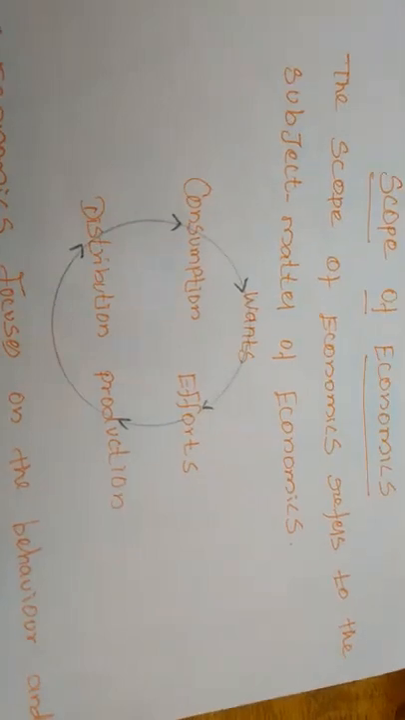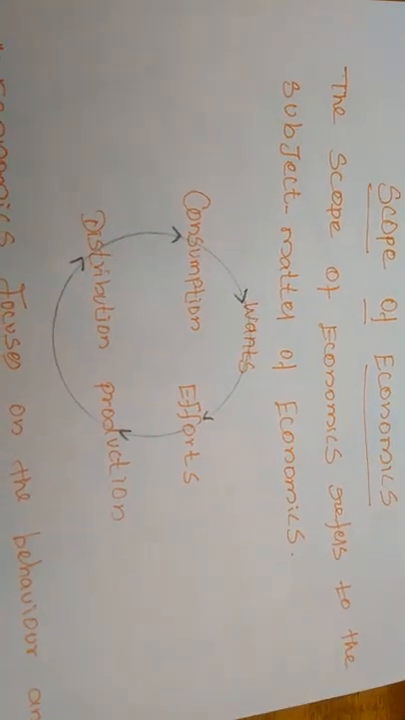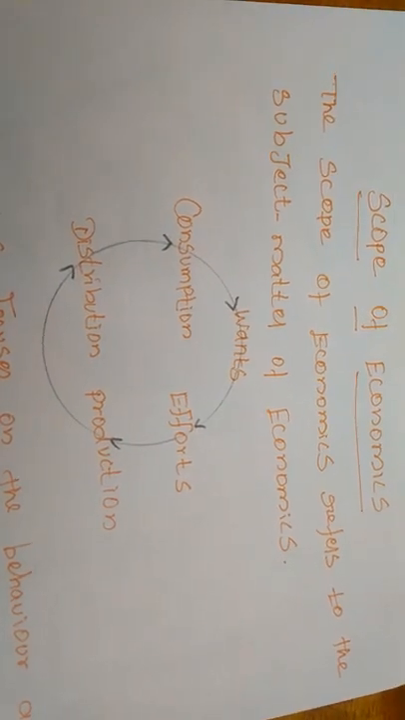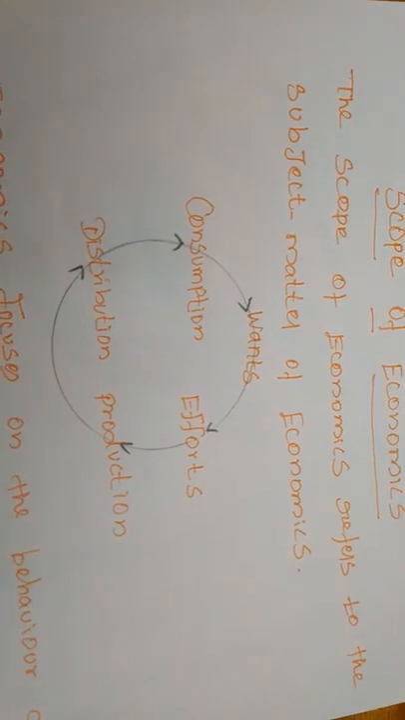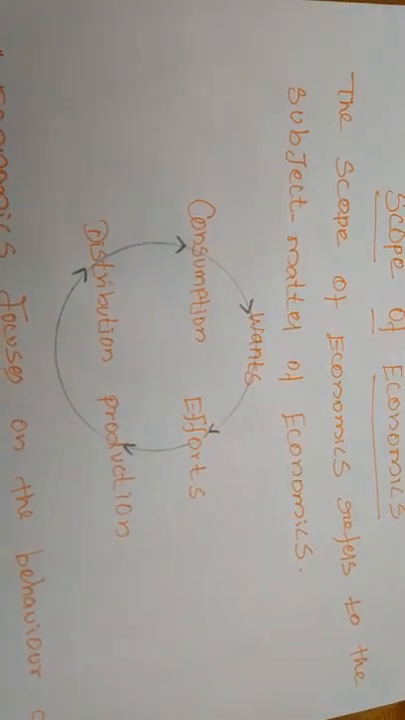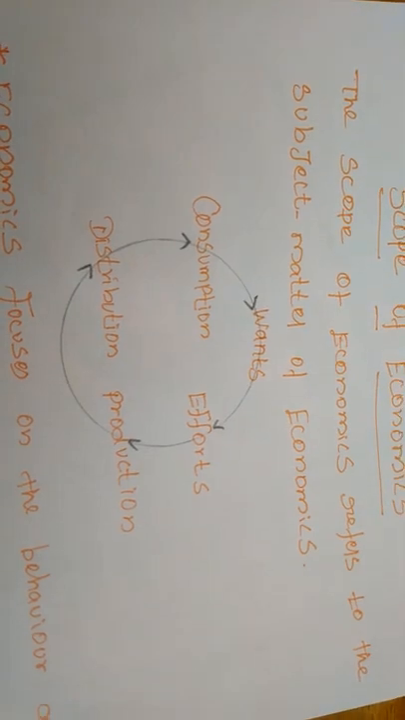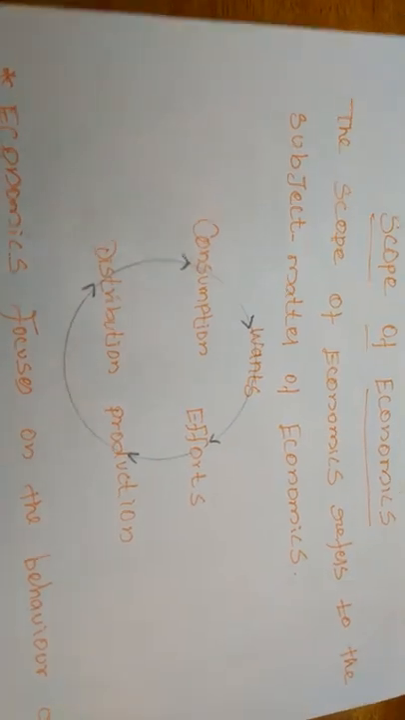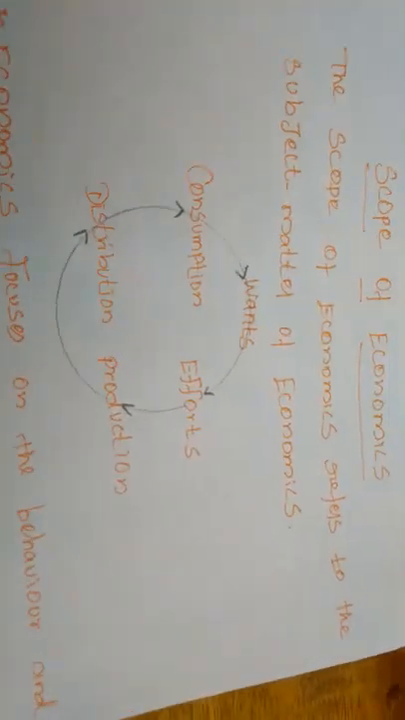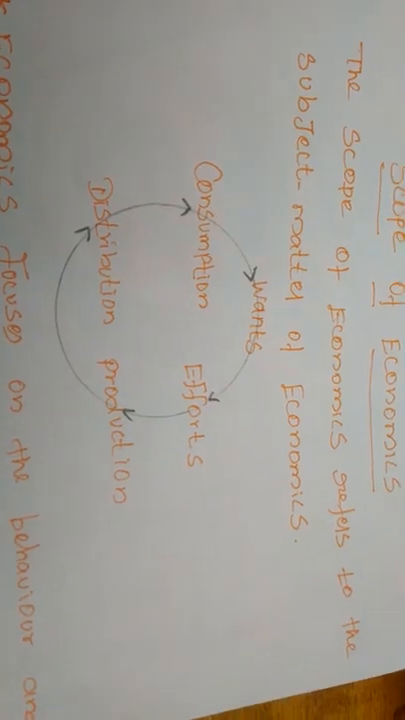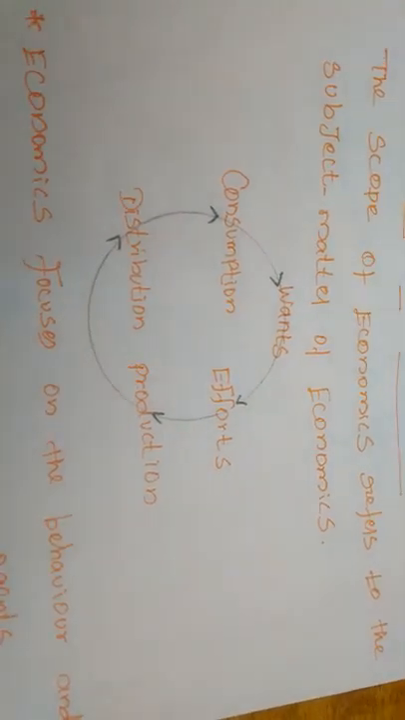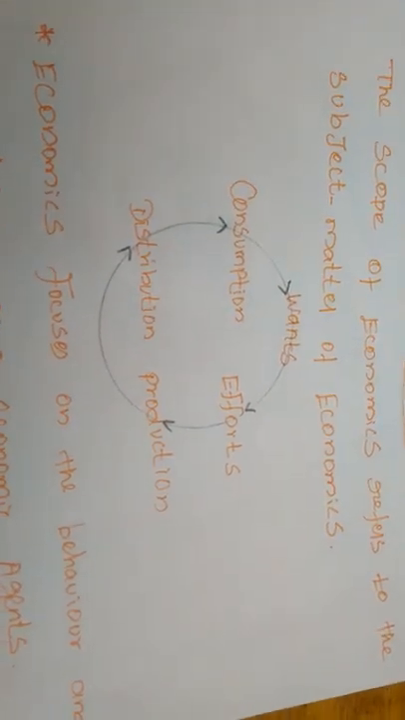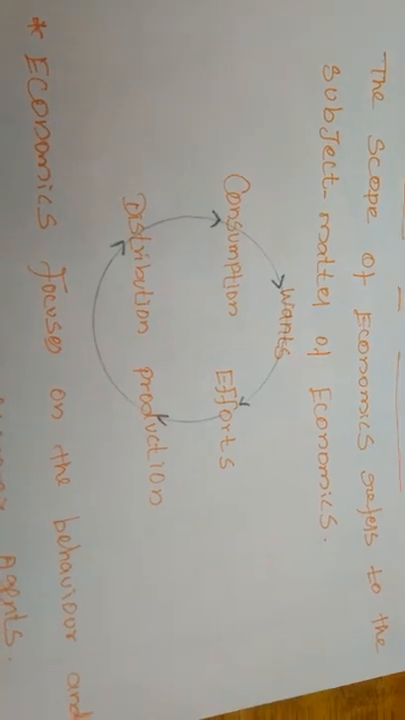Normally we can consider economics as an art, and on the other side, we can consider economics as a science. Even if you consider economics as a science, we have one controversy: is it a positive science or a normative science? Anyway, for studying the scope of economics, first we have to understand the subject matter of economics. On the basis of the subject matter, we can easily understand the concept of economics.